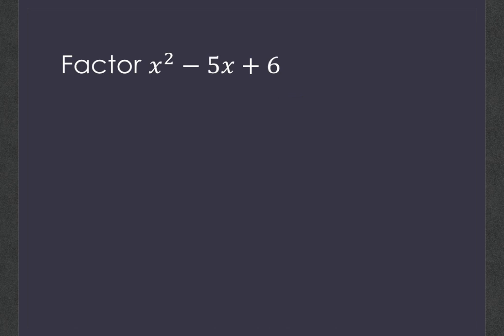All right, last one's positive, middle term's negative. What are my signs going to be? Negative. 2 and x. Sides are gonna be -1, negative -6, -2, -3. Which one gives you the 5? The second one.